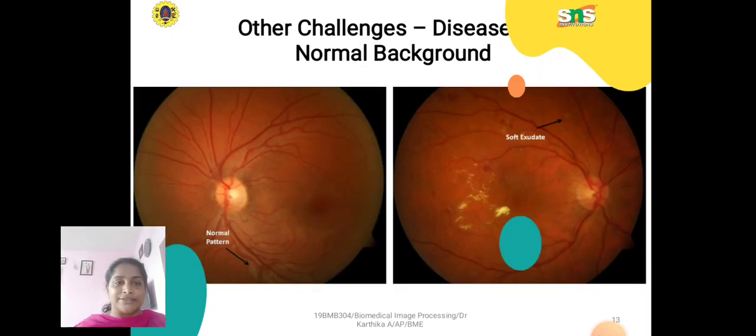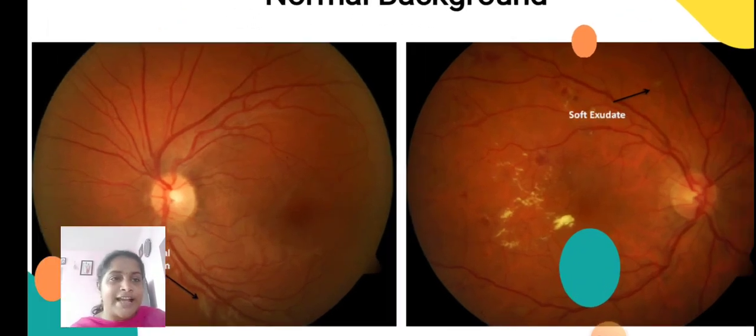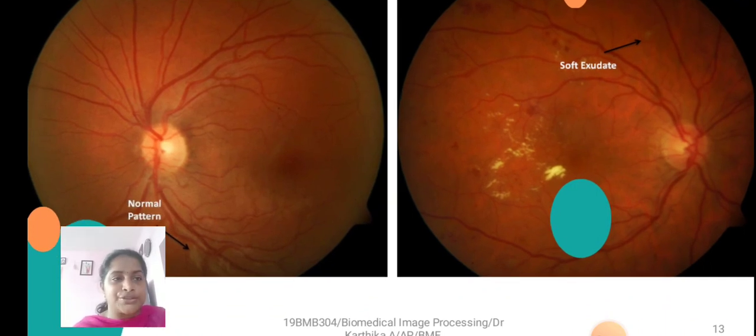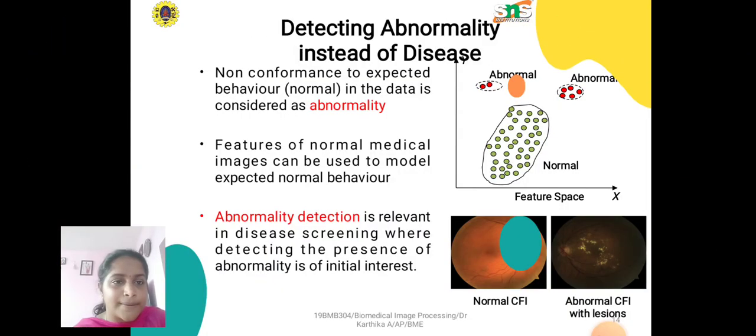See here the other challenges, like disease and normal background. See here the normal pattern of a disease, and we have soft tissues, also called soft exudate. Here, detecting abnormality instead of disease is the main thing. Non-conformation to expected behavior in the data is considered as abnormality. Features of normal medical images can be used to model expected normal behavior. Abnormality detection is relevant in disease screening, where detecting the presence of abnormality is of initial interest.